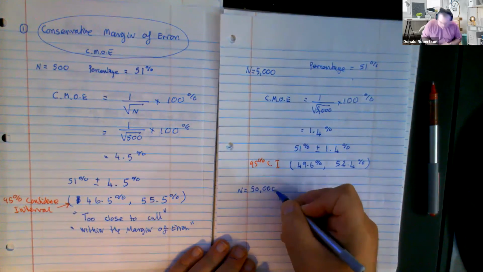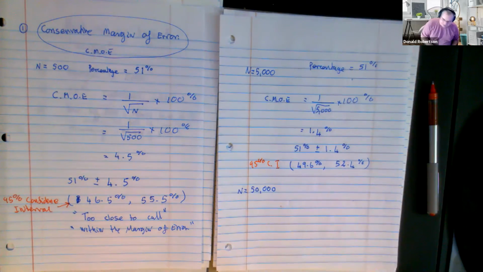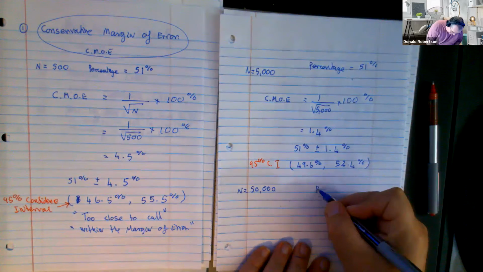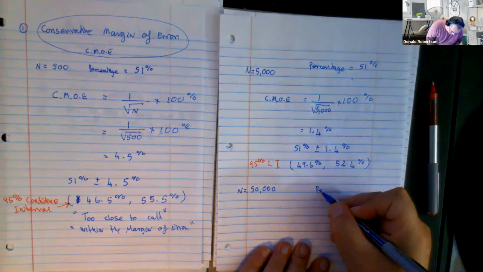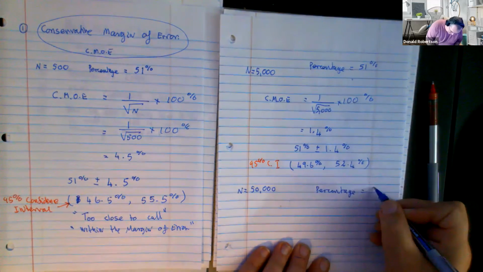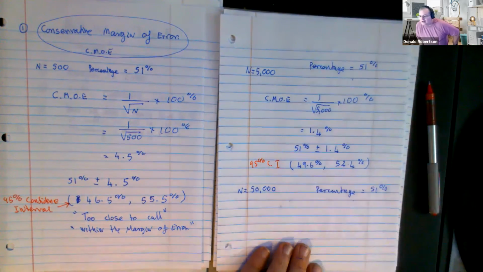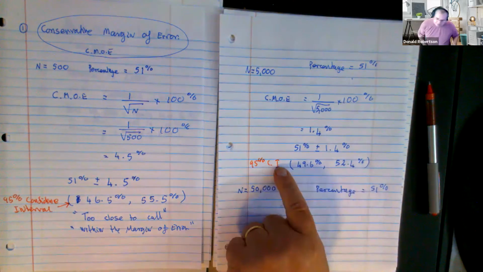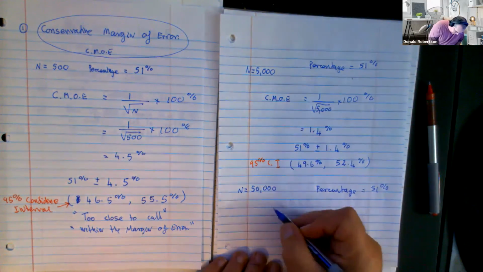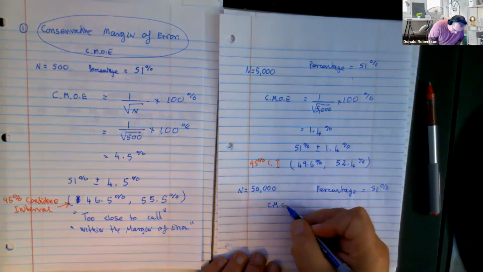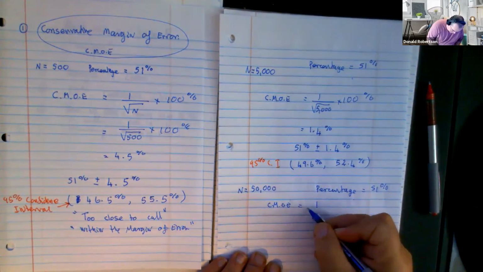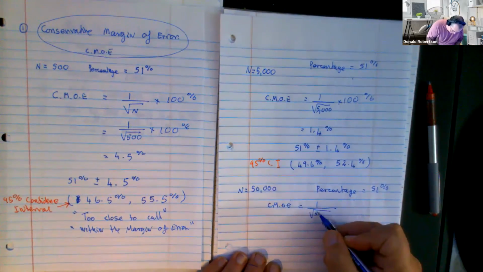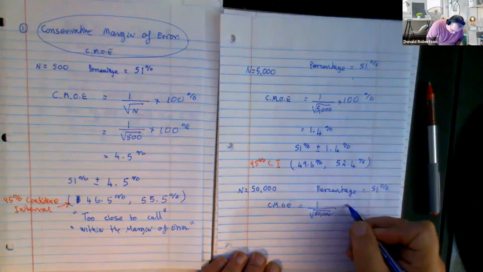The newspaper is desperate to find out if there's evidence here. And just by sheer coincidence, and it really is, they still managed to get 51%. I would highly doubt that. Can you imagine every time you do a sample, you get slightly different answers, which is kind of what's reflected here. But they got that. And the conservative margin of error is now 1 over the square root of 50,000 times 100%.